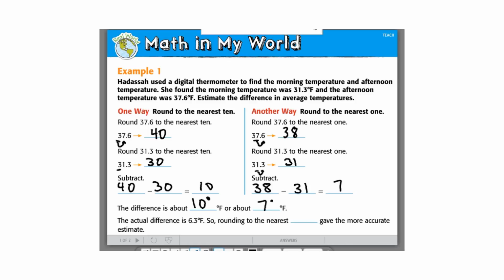So now they're telling you the answer. Do you see that sentence underneath what I just wrote? The actual difference is 6 and 3/10 Fahrenheit. So which way gives you the more accurate difference? Which way do you think, Malachias? What do you think? When we rounded to the nearest 1, do you see how that's a closer answer because we got 7 rather than 10?